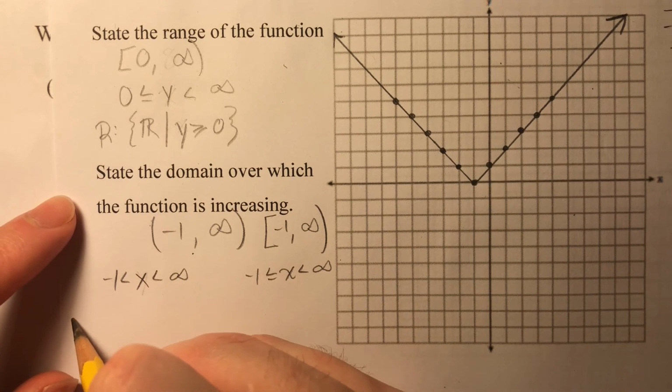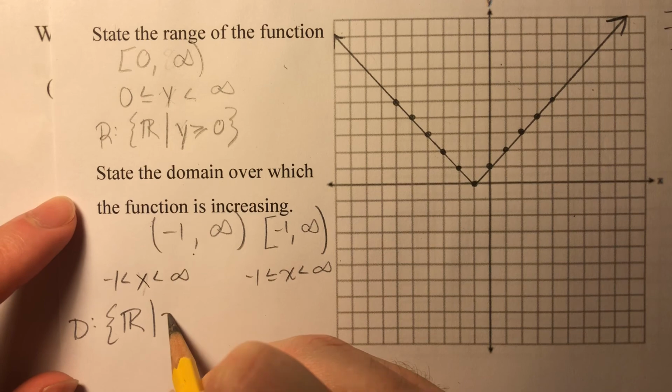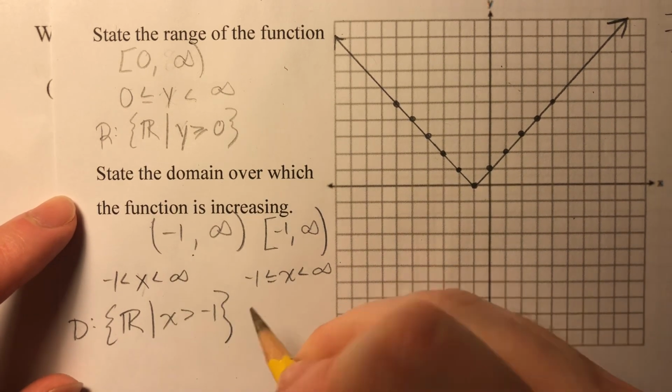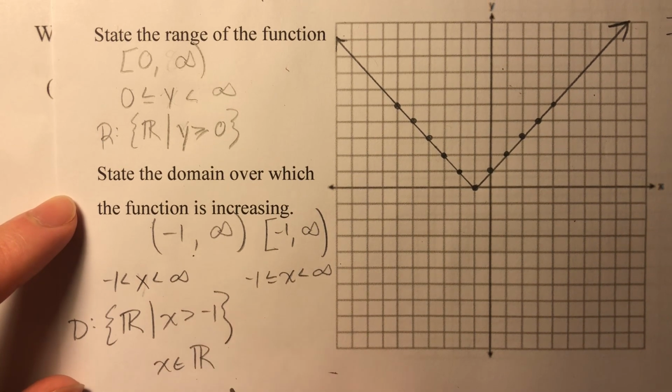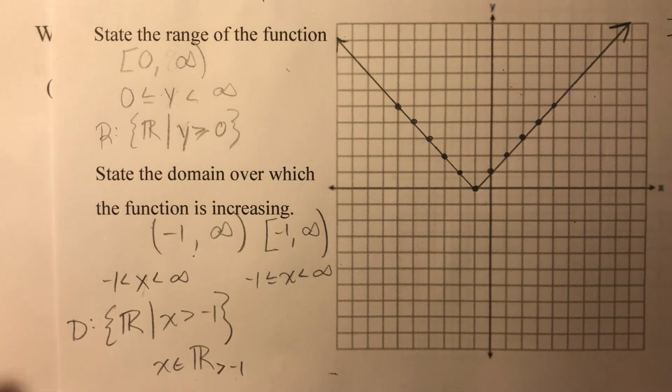Then we could also write it in set notation. The domain is the set of real numbers x, given that x is greater than negative 1. Or we could also say x belongs to the set of real numbers greater than negative 1. All right, that's it for 13.3.